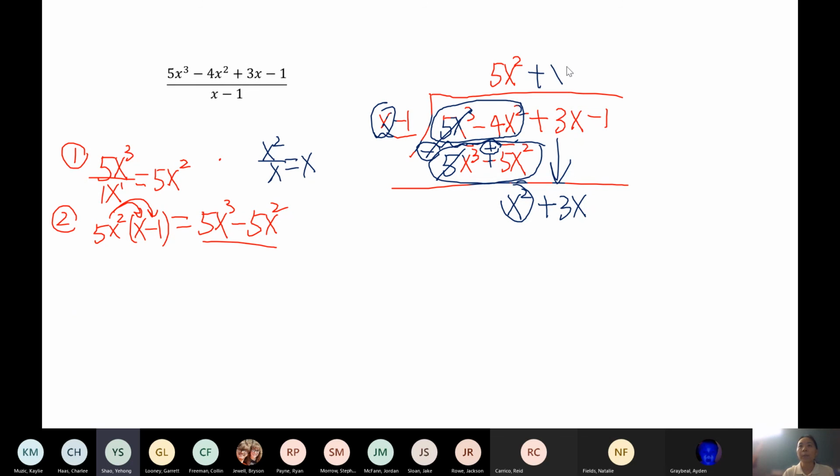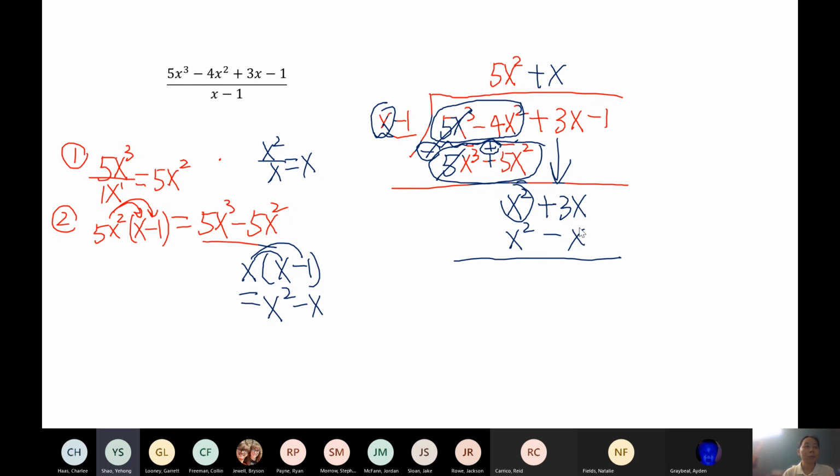And you put it up here. Again, don't forget to put a plus sign in front of x. And that's the first step, division. Second step, we do multiplication again. So x times x minus 1. Distribute. So that gives us x squared minus x to line up with what we have.